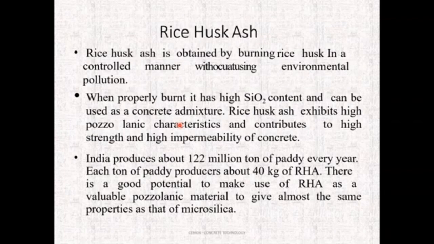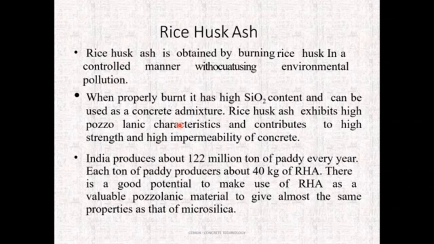The next one is rice husk ash. Rice husk ash is obtained by burning the rice husk in a controlled manner without causing environmental pollution. When properly burned, rice husk ash has a high amount of silicon dioxide and can be used as an admixture. The rice husk ash exhibits higher pozzolanic characteristics and contributes to high strength and impermeability of the concrete.